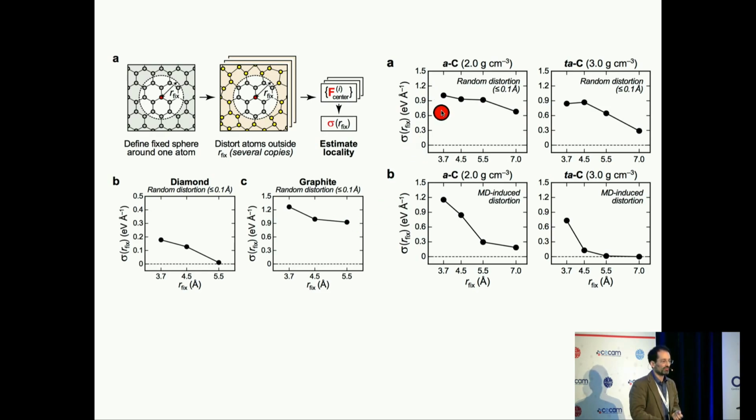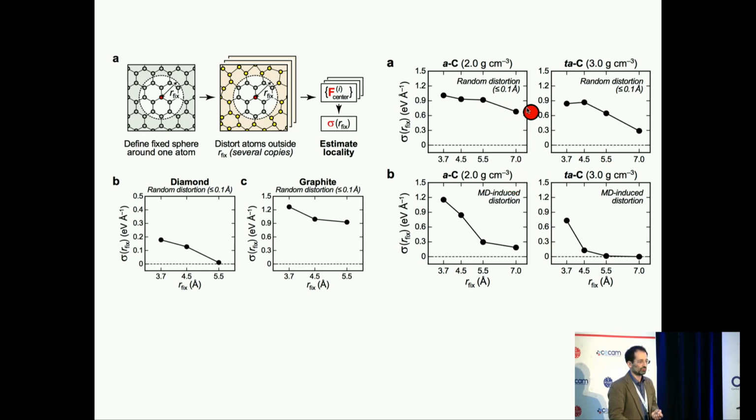If you take amorphous carbon, I have one at 2 grams per cubic centimeter, and I have one at 3 grams per cubic centimeter. Amorphous carbon at 2 has many more sp2 bonds. Amorphous carbon at 3 has many more sp3 bonds. And here are the same curves with random distortions of the atoms, and here are where the replicas are made with molecular dynamics. You can see that broadly the trends are the same, and amorphous carbon at 3 grams, more similar to diamond, decays very fast, but even amorphous carbon at 2 grams per cubic centimeter does decay, although much slower. But it does depend on where you take the configuration.